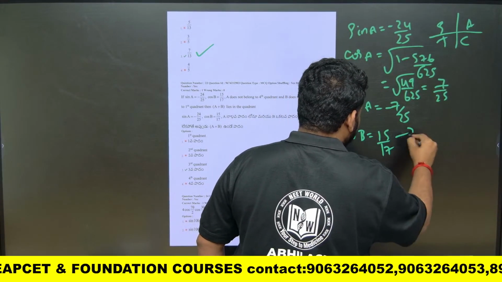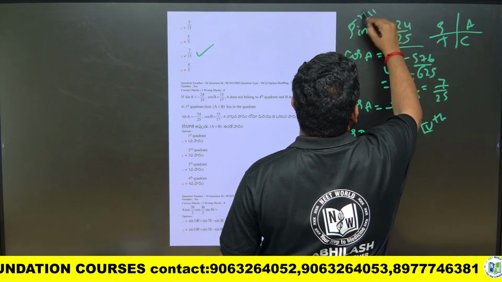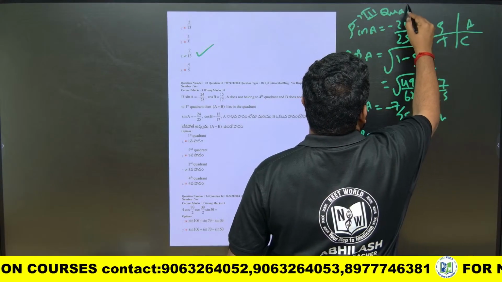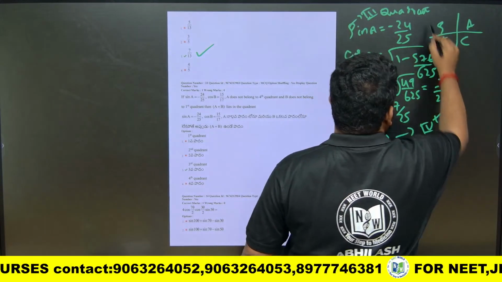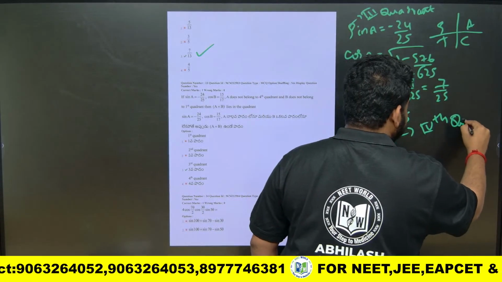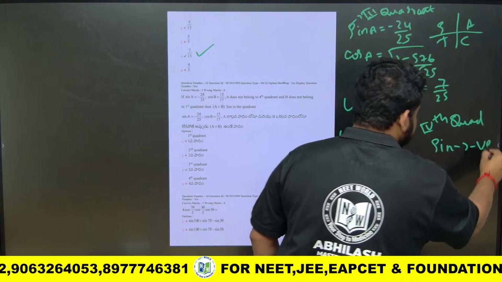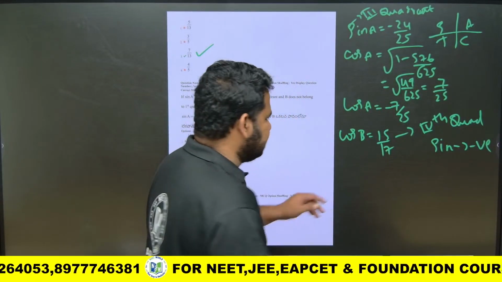Now cos B is given as 15 by 17. Okay, this is belonging to the fourth quadrant. In the third quadrant, both sin and cos are negative. In the fourth quadrant, cos is positive and sin is negative. Now sin B I have to find out.